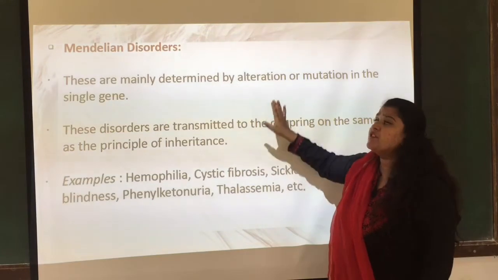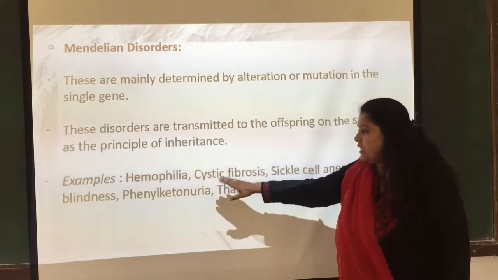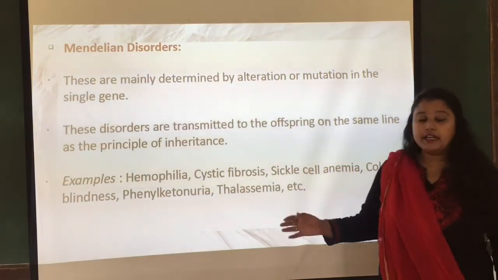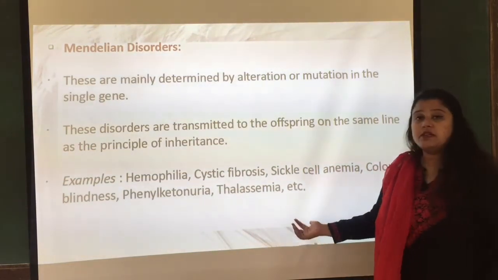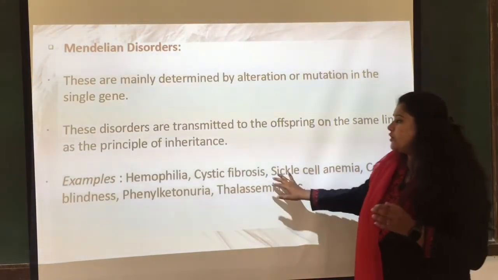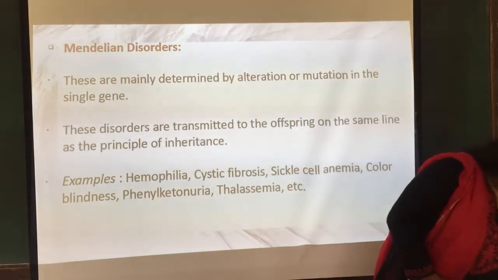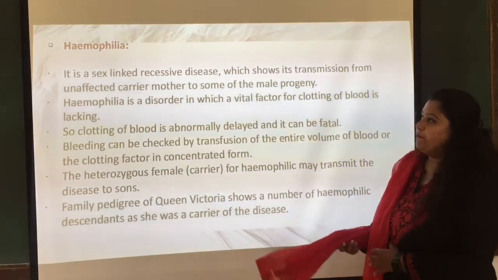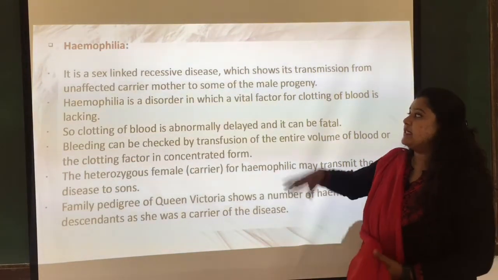The examples of Mendelian disorders are hemophilia, cystic fibrosis, sickle cell anemia, color blindness, phenylketonuria, thalassemia, etc. Right? So, we are going to see a few of them in detail. The first is hemophilia. Okay, hemophilia. It is a recessive disease, right?